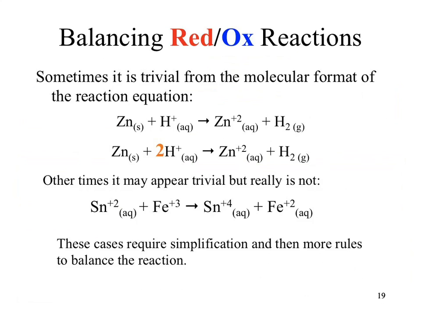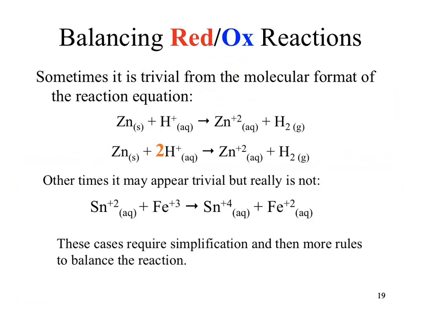Okay? But other times, it may appear trivial, but it's not. For instance, if we take a look at this next one, how many tin atoms do you see on the reactant side? Tin, by the way, is Sn, just in case. I see 1. How about on the product side? 1. Hey, tin's balanced. How about iron? 1 and 1. Hey, iron's balanced. However, this reaction isn't balanced.